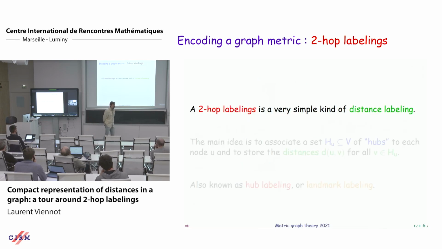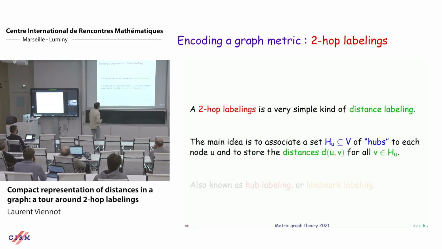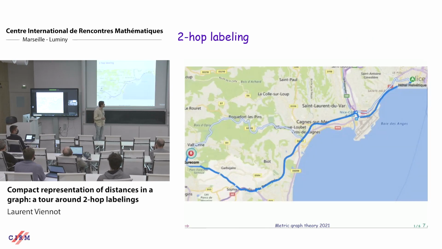And it appears that two-hop labelings are really the most basic way to construct distance labels. And the main idea in two-hop labeling is for each node to associate special nodes that I will call hubs. And these are the nodes by which you are going to access your node, if you want, like hubs in airports. And for each hub of a node, you are going to store the distance from the node to the hub. This is also known as hub labeling or landmark labeling. There are quite many papers on the subject.